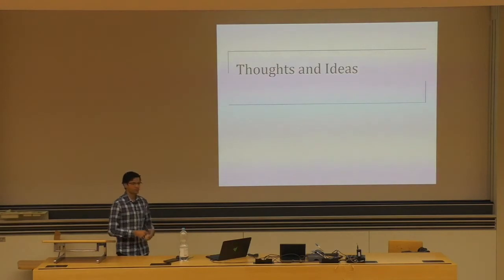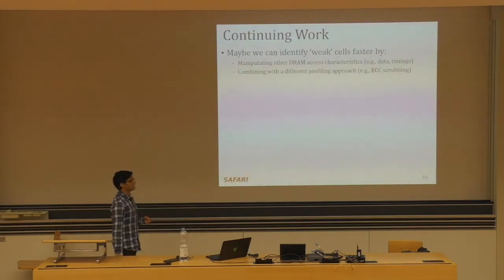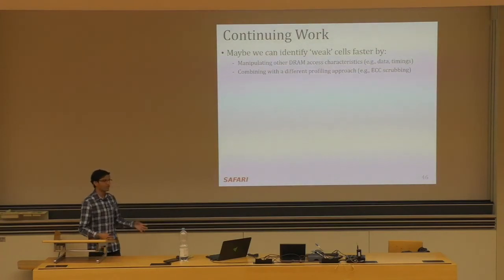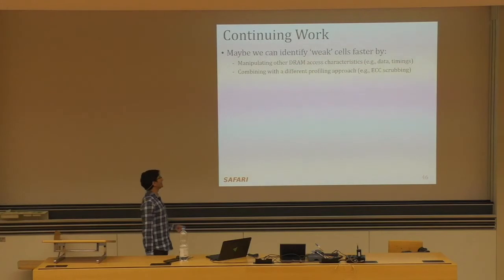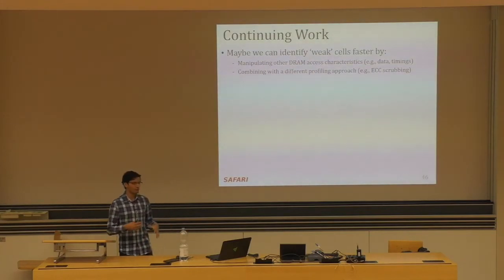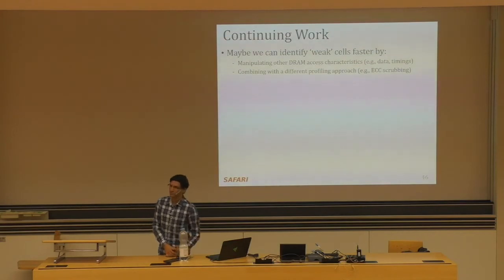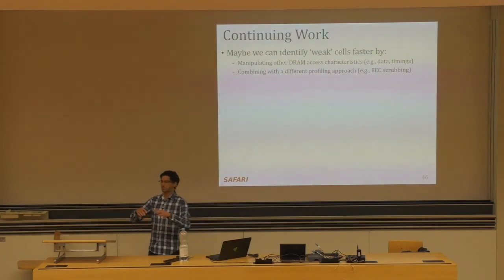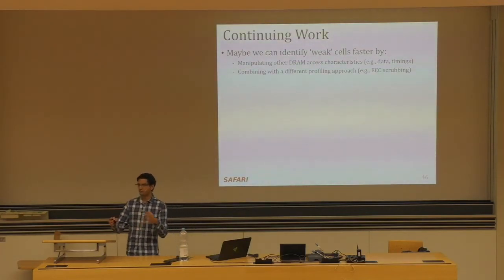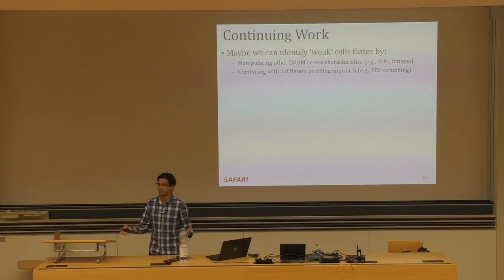So next I want to talk about some of my thoughts and ideas, and again I'm going to focus on extensions to this work, right? So the first thing I want to talk about is maybe we can identify these weak cells faster by doing more intelligent things, right? And so two things that came to mind were, first, we can manipulate other DRAM access characteristics. So one good example is this data pattern, right? So as I showed with the brute force profiling and with this REAPER mechanism, we test a set of data patterns, right? And ideally, these will give us a good idea of what is the worst case.